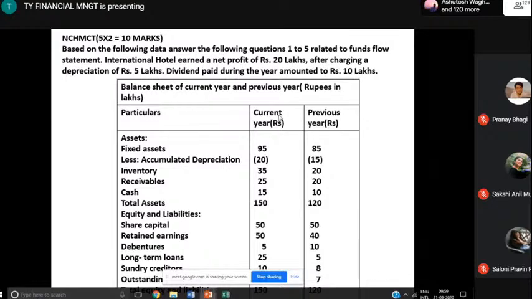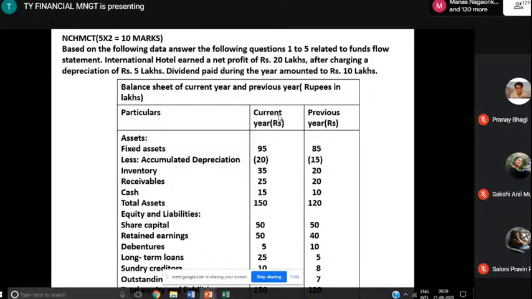Dividend paid during the year. See, international hotel, see the top para, international hotel and the net profit to 20 lakhs after charging depreciation of 5 lakhs. Dividend paid during the year is 10 lakhs. Right? Okay. Net profit 20 plus depreciation how much? 5 lakhs. 25 lakhs. I repeat, net profit 20 plus 5, 25 lakhs.